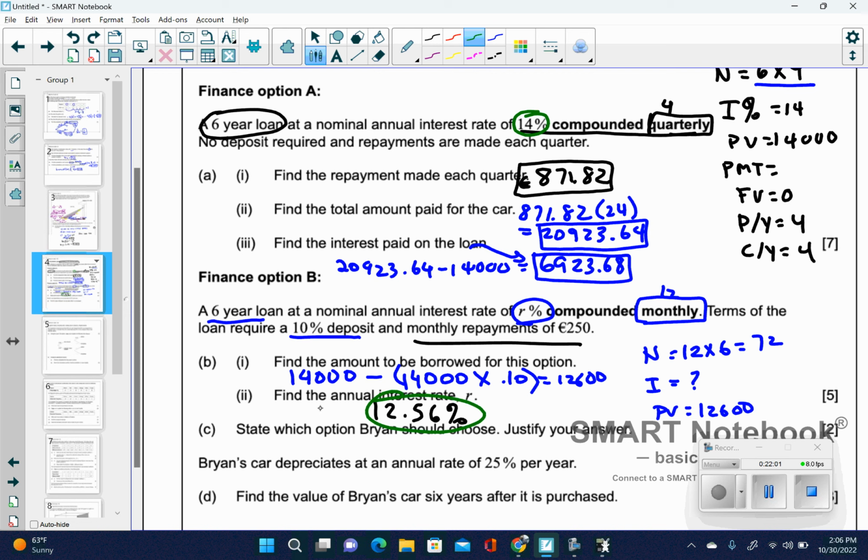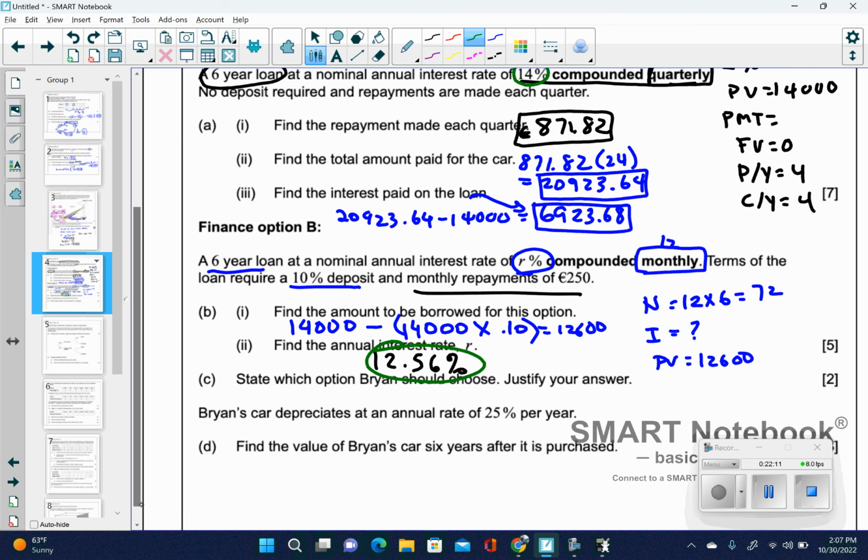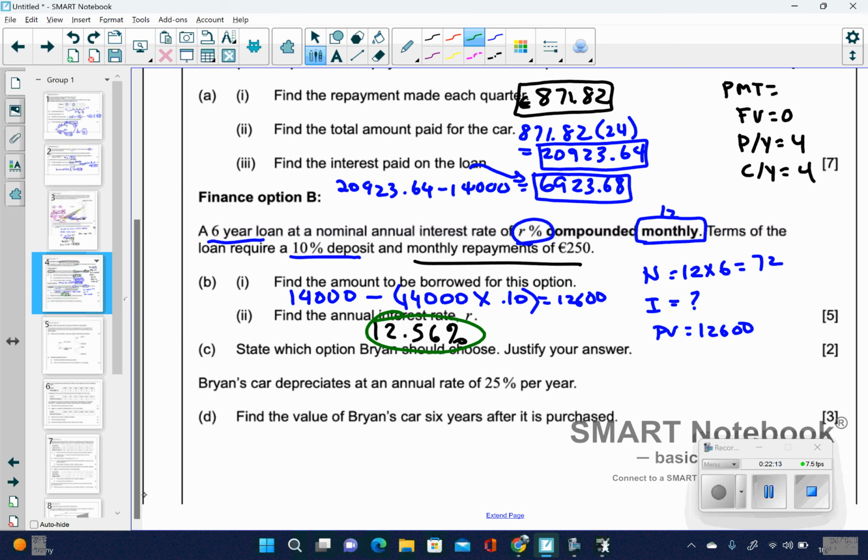Since the 12.56 is a lower interest rate, B is going to be the less, where there's less interest paid because it's a smaller interest rate. So he should choose option B, because it says justify your answer. We want to state why: he is paying less interest, which is why B is the better value.